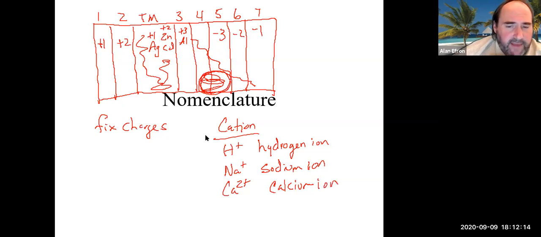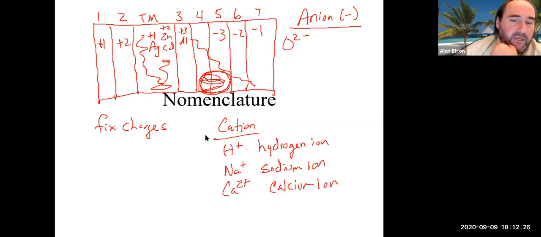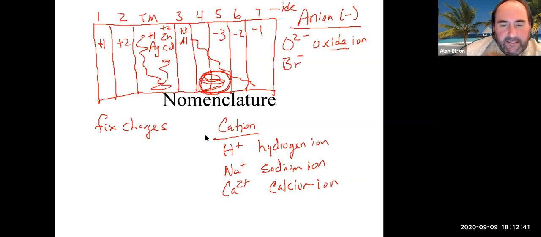And if we had some anions, which is our negatively charged ions, we had something like O2-. O is oxygen. And when we have something that is negatively charged, what we do is we drop the last part of the name and we put IDE there. So oxygen becomes the oxide ion, IDE. Br-, bromine becomes the bromide, IDE ion.